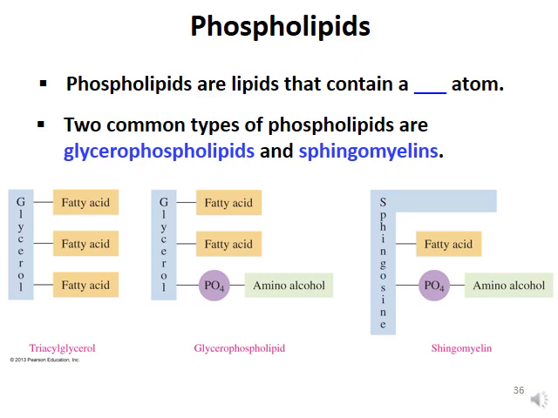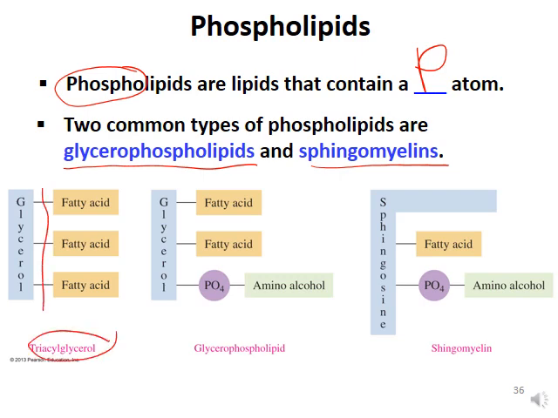Okay, now let's talk about phospholipids. Phospho contains a phosphorus atom. Okay, there's 2 common types. Glycerophospholipids and sphingomyelins. Big long words, don't be freaked out. It's more important that you recognize what we just did, the glycerol and the 3 fatty acids attached.